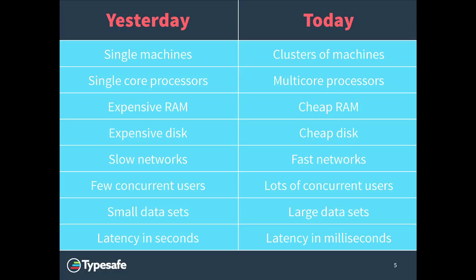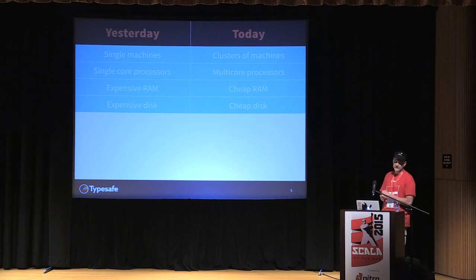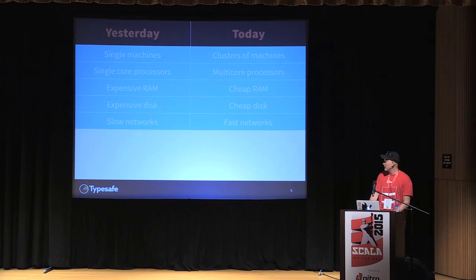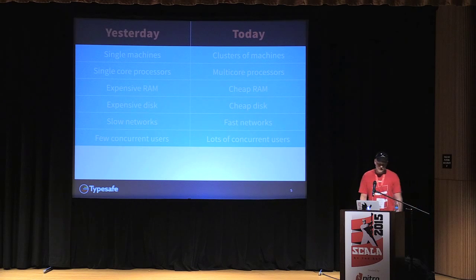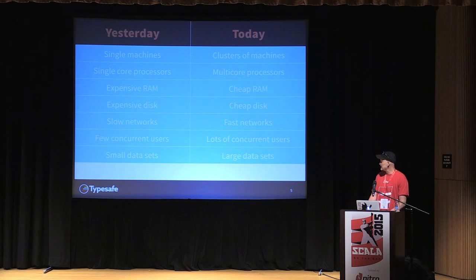Expensive disk, cheap disk. I remember when I had my first computer, I paid $300 or $400 for, I think, a megabyte of disk space, or 2 megabytes. Now you can get a terabyte for that price. So the change is incredible. Slow networks, fast networks. Network latency is one of the key things in distributed networks. Few concurrent users, lots of concurrent users. Just 15 years ago, I built a system that had 5,000 or 6,000 users. That was considered rather large at the time. Recently, I talked to a client that was looking at 3 to 10 million concurrent users. So quite an increase.